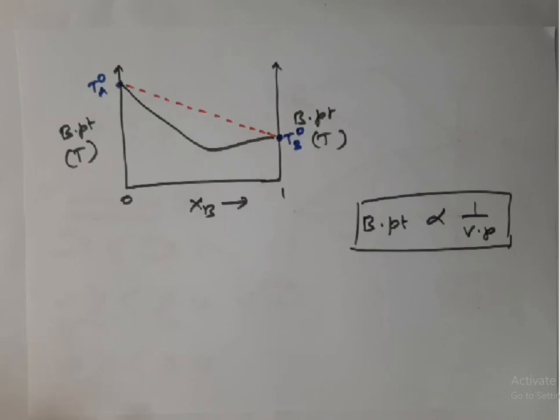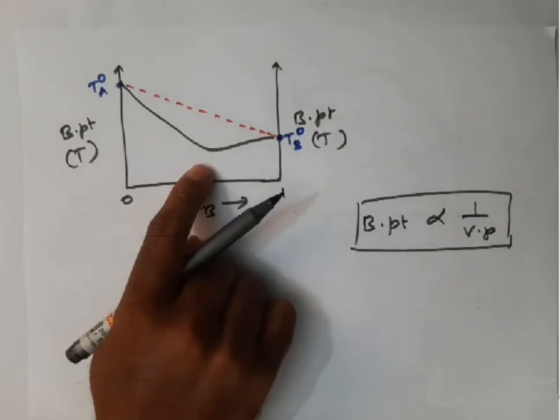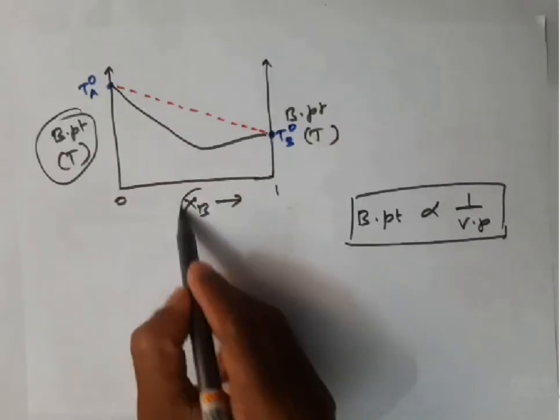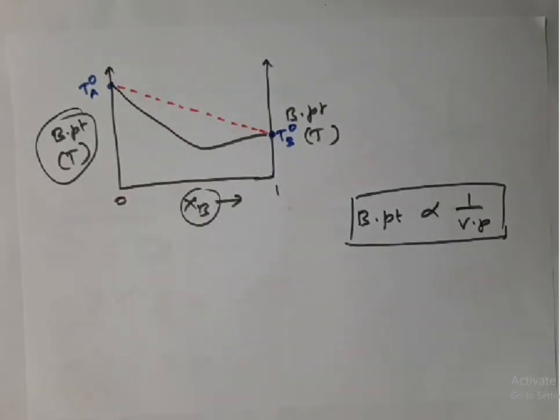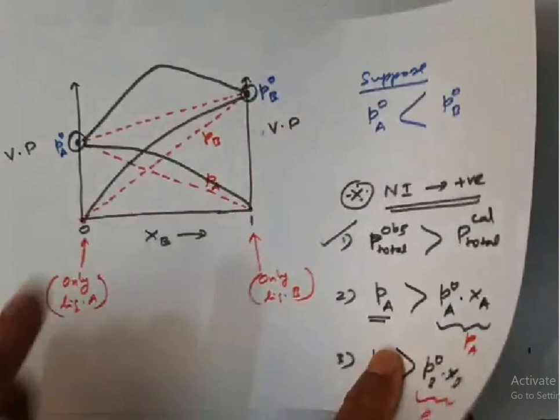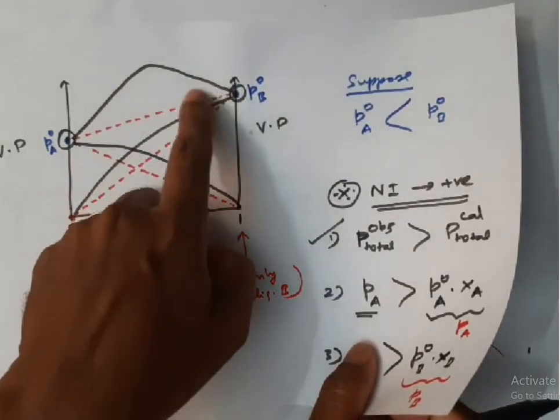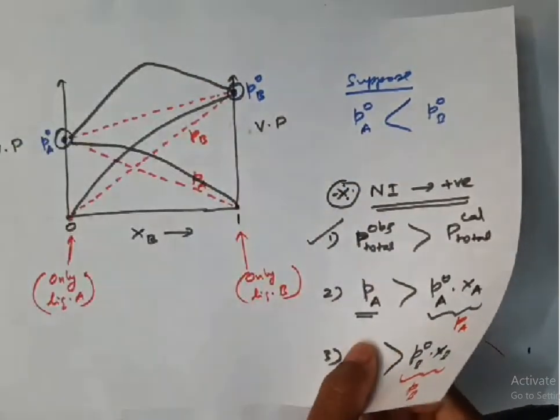So listen carefully. Below the straight line doesn't mean it is negative deviation. Here we are plotting boiling point versus composition, correct? If you want to say whether a solution shows positive or negative deviation using just a diagram, you have to see the vapor pressure composition diagram. In a vapor pressure composition diagram, if the curve goes above the straight line, it is positive deviation.